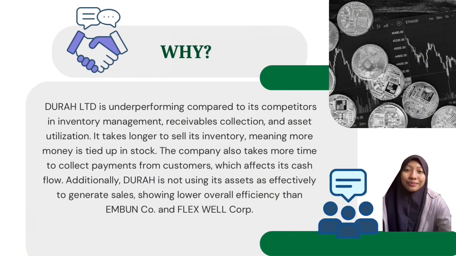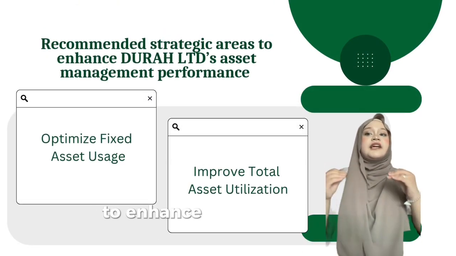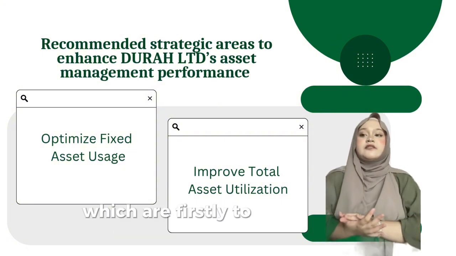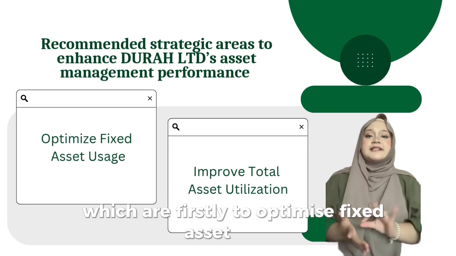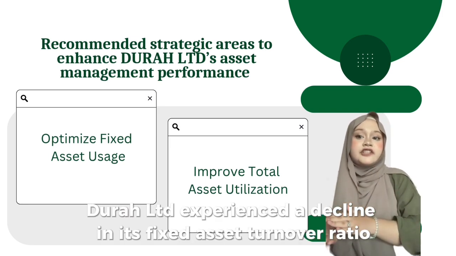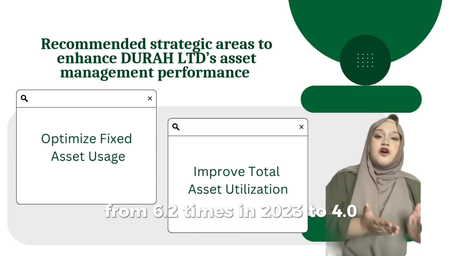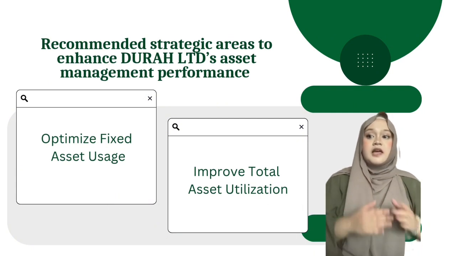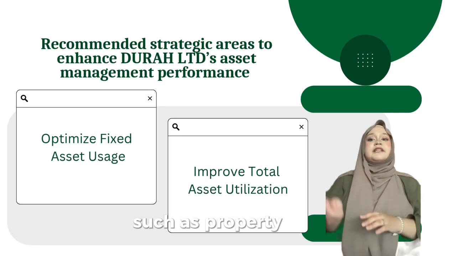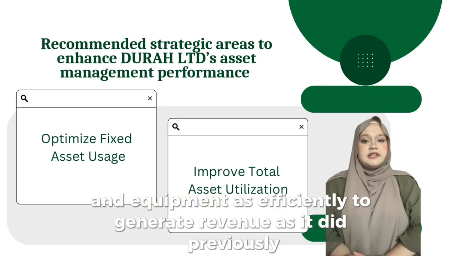Flatswell Corp. There are two recommendations of strategic areas to enhance Dura Limited's asset management performance, which are firstly to optimize fixed asset usage. Dura Limited experienced a decline in its fixed asset turnover ratio from 6.2 times in 2023 to 4.0 times in 2024. This suggests that the company is not using its fixed assets, such as property, plant, and equipment, as efficiently to generate revenue as it did previously.